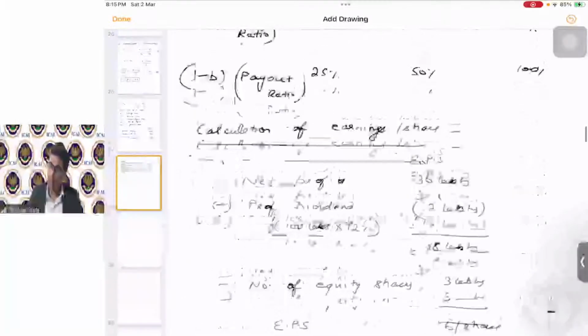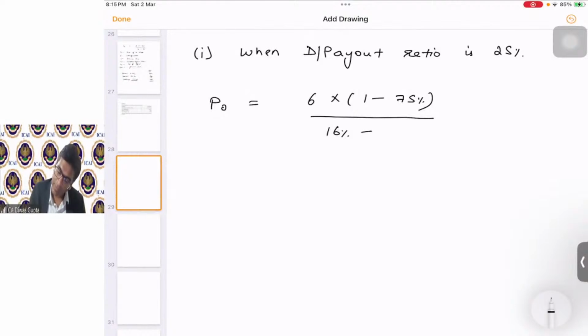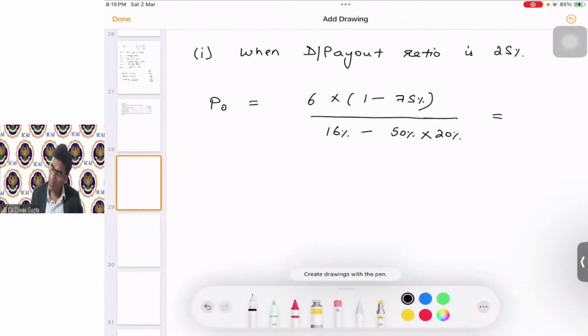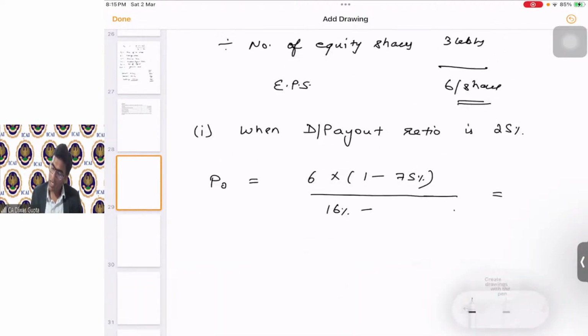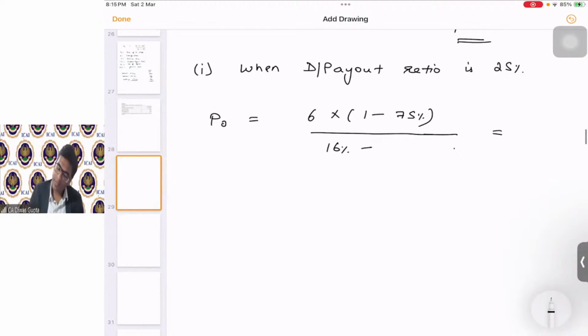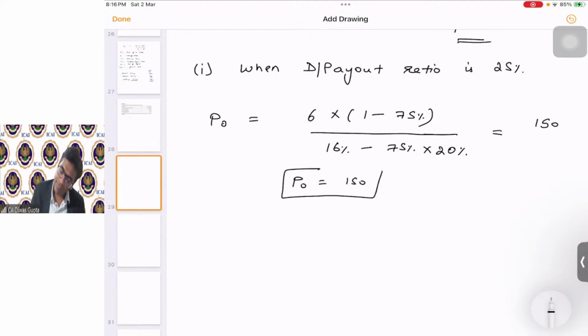16% is the cost of equity. 20% is the return, right? So 16% is the cost of equity minus 50% into 20%, which is, sorry, I did something wrong here. Minus B into R is what we have to do, right? So what is B? 75% into R, which is 20%. Yes, Sanya and Sahil, your answer is correct. This becomes 150. So the price today becomes 150.